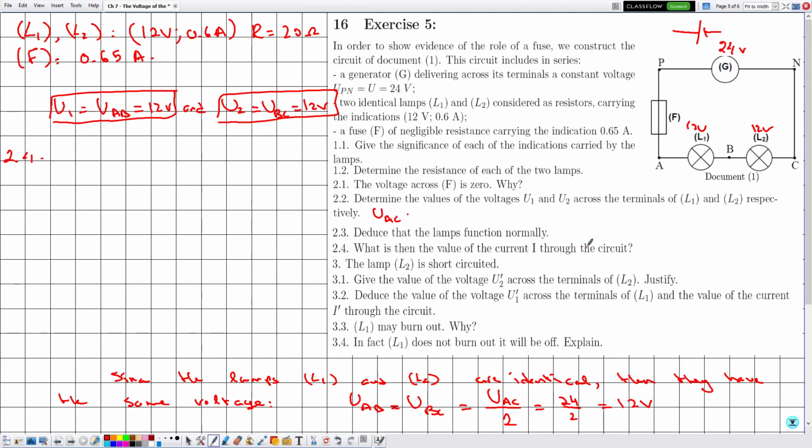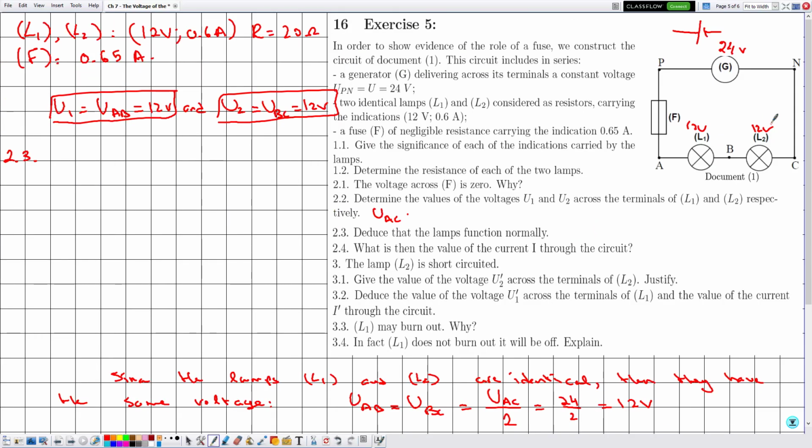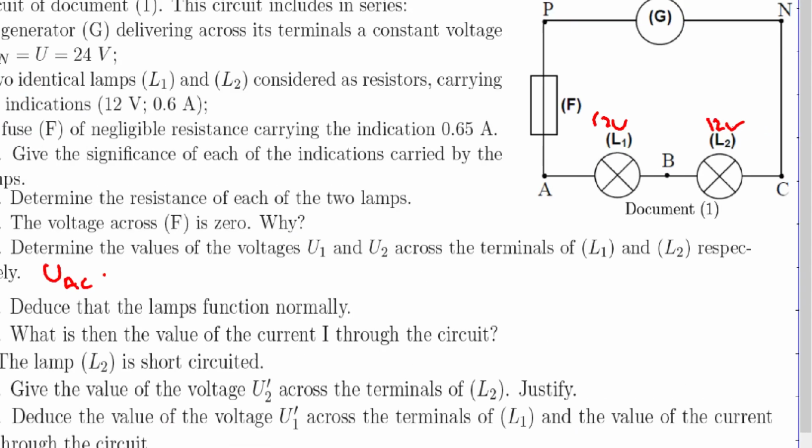Now in 2.3 they are telling me to deduce that the lamps function normally, and whenever we want to discuss the functioning of the lamp, we need to compare the applied or traverse to the rated. In this case, we have the applied voltage, and notice that the applied voltage is equal to the rated voltage of the lamp. Because they are in series, they will be traversed by the same current I.